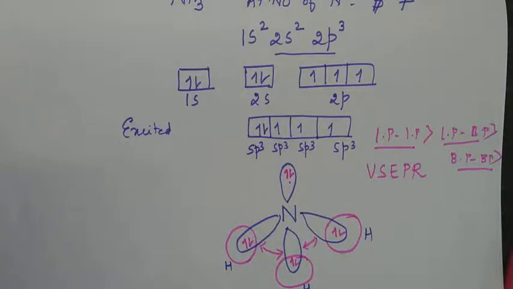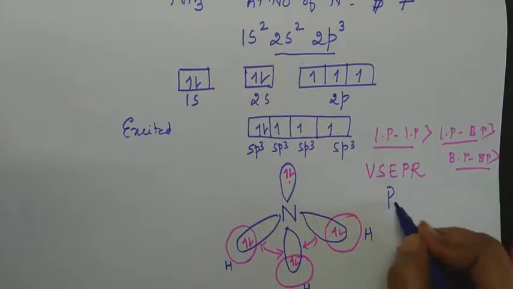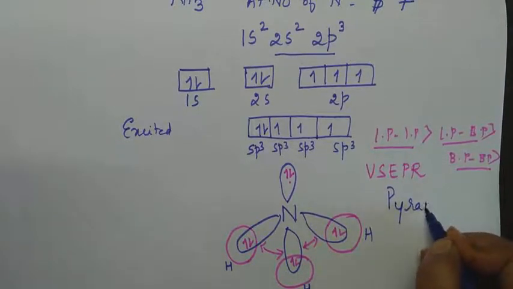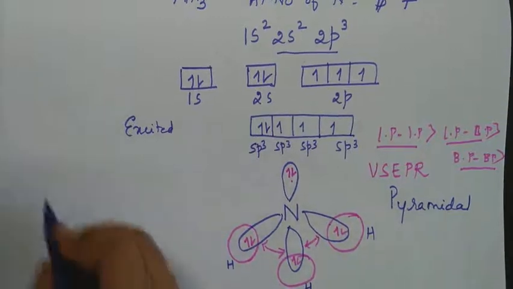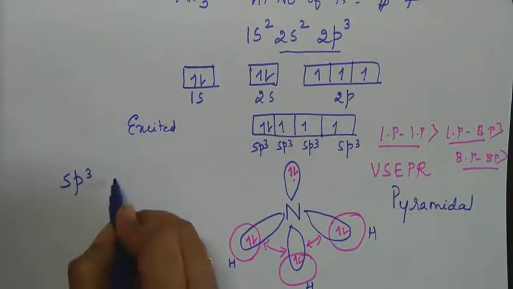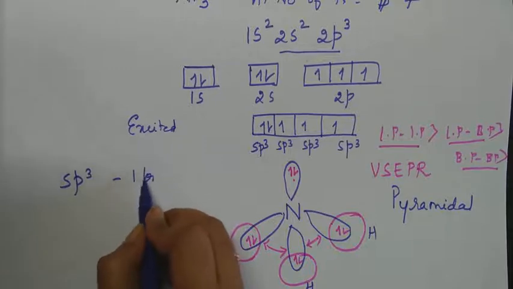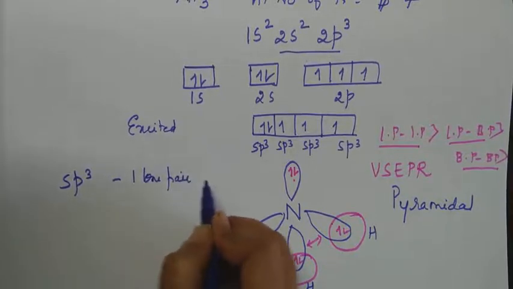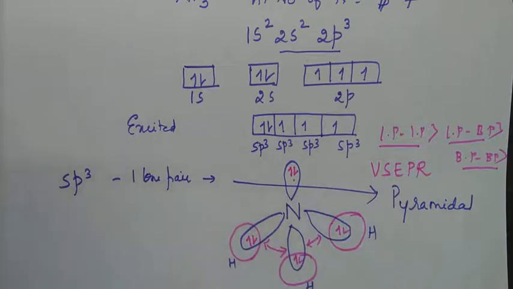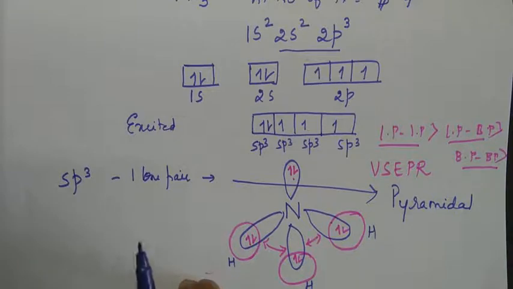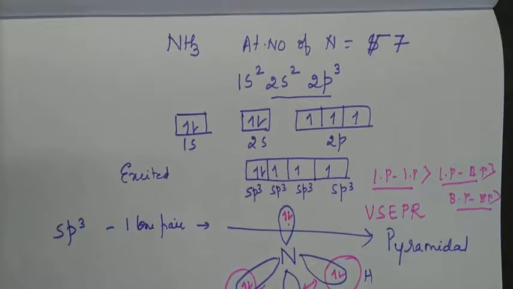So what is the bond angle in the case of ammonia? It is 107 degrees. And because of that, what happens to the shape? It will not get a tetrahedral shape, but it will have a pyramidal shape. So in sp3 hybridization with one lone pair, you will have a pyramidal shape. Okay, so we'll move on and look into another molecule of sp3 hybridization.